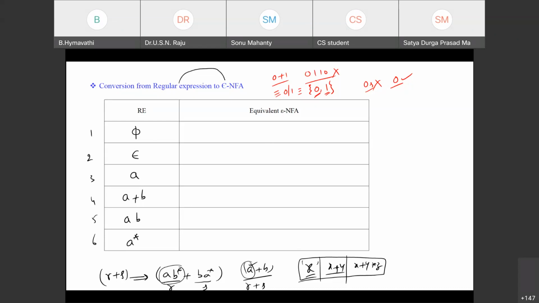I should have one automaton which accepts only one string, that is A. Previously we had a self loop, yes. Q naught with self loop A? Or this one, with input A going to Q1? Because what do you mean by self loop? That is A star. So that's it. Q naught, Q1.